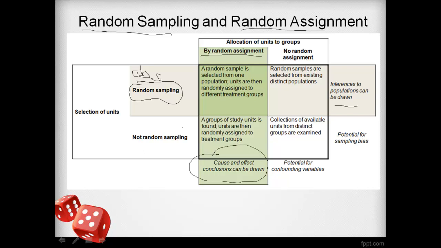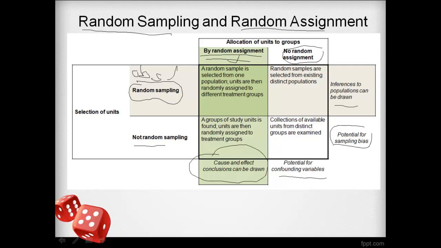So if you have random sampling, you can draw inferences from the population. If you don't have random sampling, you could have sampling bias, and you shouldn't be making inferences about the entire population. If you have random assignment, which you would have in a true experiment, you can make a cause and effect relationship. But if you do not have random assignment, if you don't have experimental data, then there is potential for confounding variables. Ideally, you would have both random sampling and random assignment.